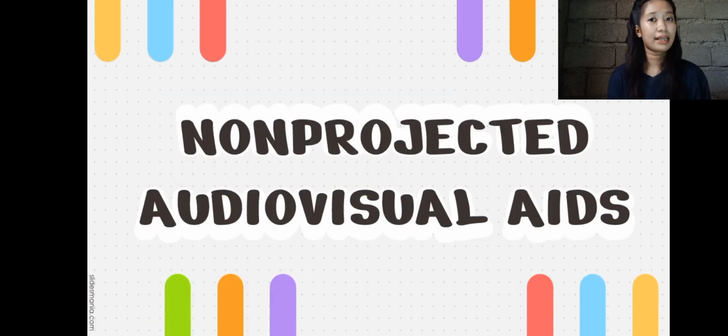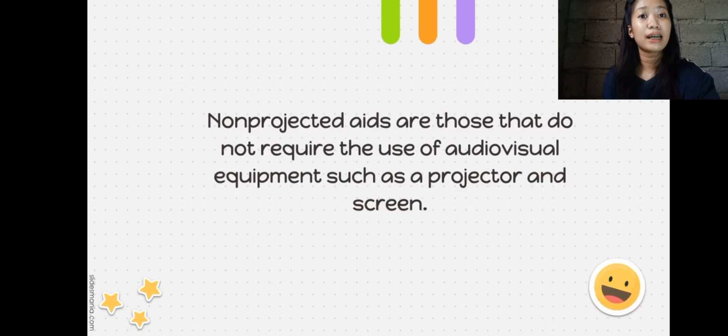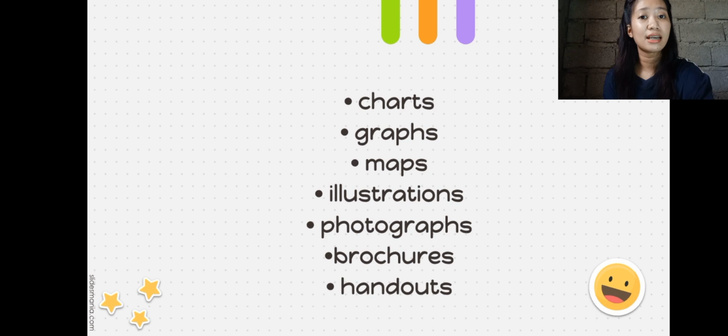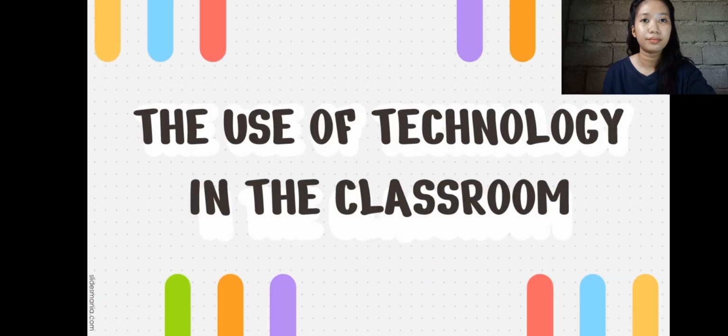Now, what are non-projected audiovisual aids? Non-projected aids are those that do not require the use of audiovisual equipment such as projector and screen. These include charts, graphs, maps, illustrations, photographs, brochures, and handouts. Charts are almost everywhere. A chart is a diagram which shows relationships. An organizational chart is one of the most widely and commonly used kinds of chart.